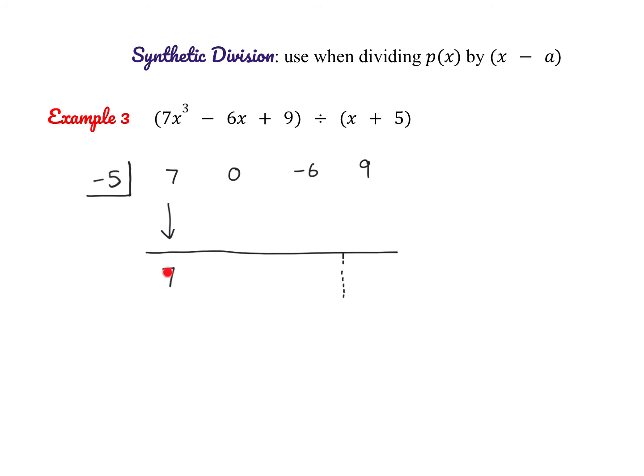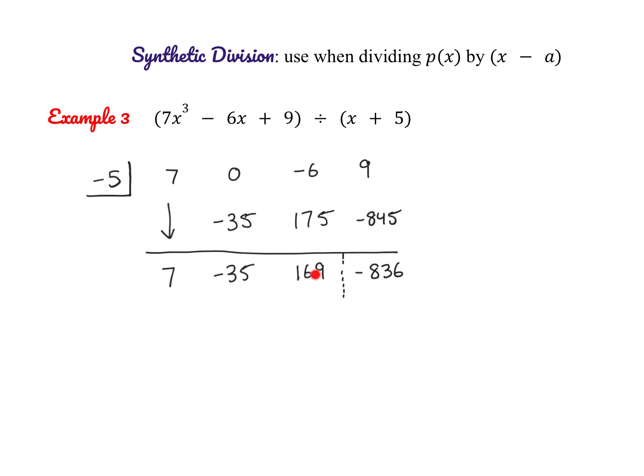So you take your 0, you multiply it by this number, and you write your product here. And then you add vertically. So 0 plus negative 35 is negative 35. And then we're going to do that again. So I'm going to do negative 5 times negative 35, and I'm going to put my product here. And then I'm going to add vertically. So we get 169. And then I'm going to do it one more time. So negative 5 times 169 is negative 845. And then we add vertically and we get negative 836.